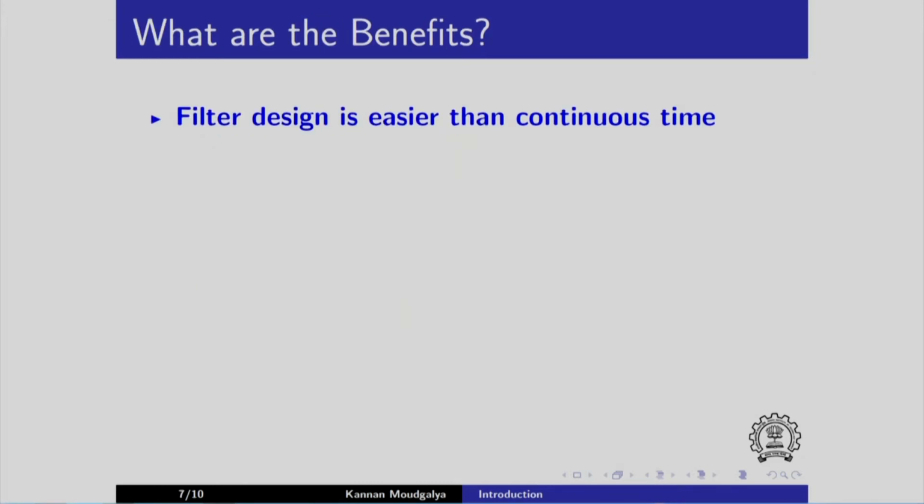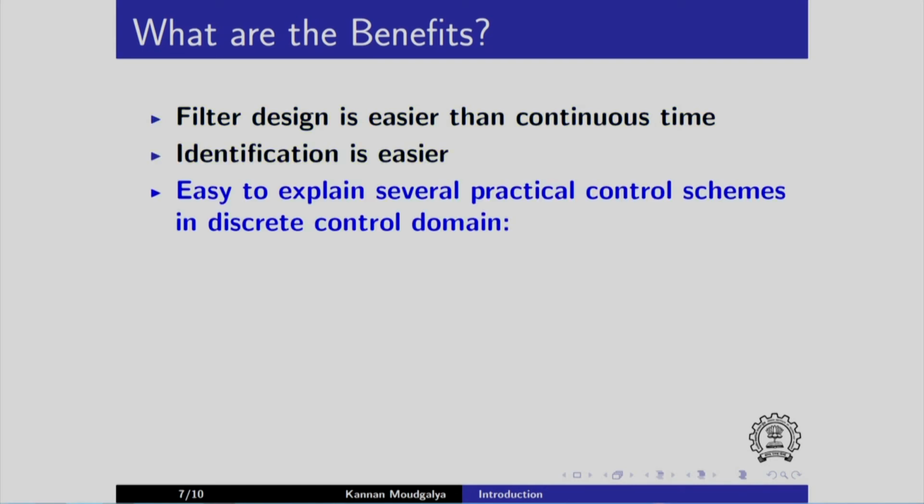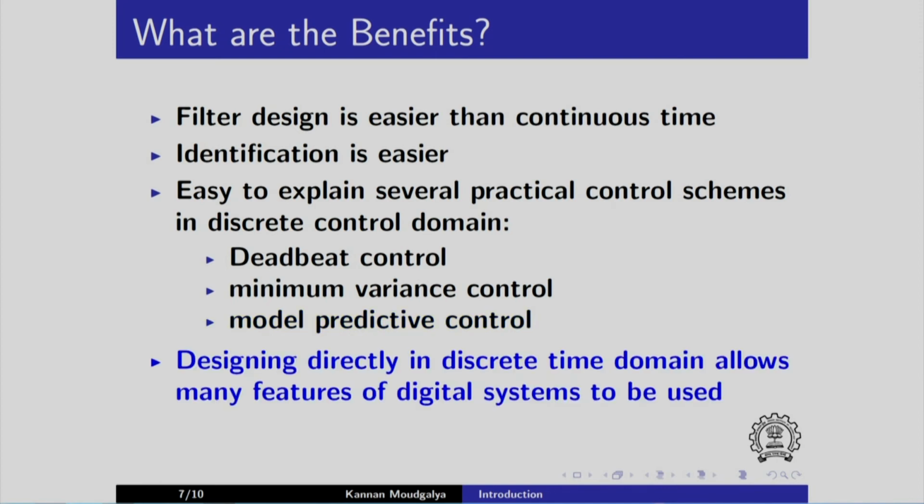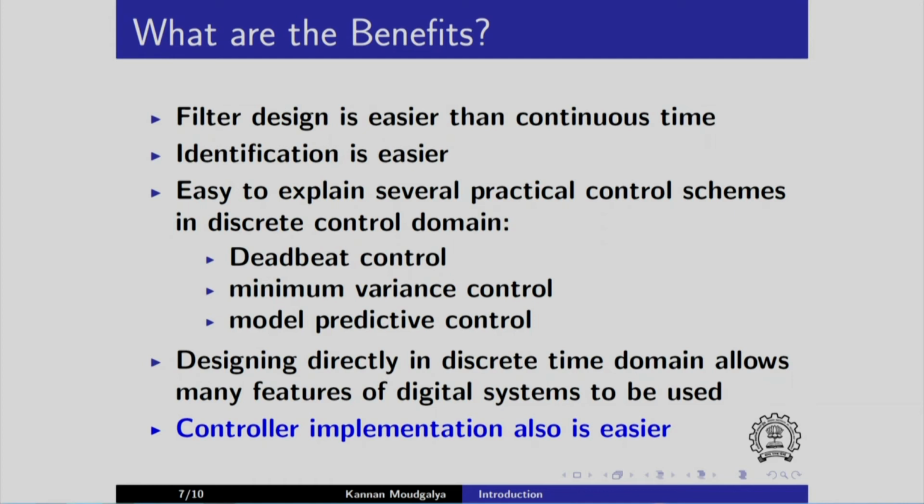What are the benefits of this approach? Filter design is easier than in continuous time. Identification is easier. It is easy to explain several practical control schemes in discrete control domain. For example, deadbeat control, minimum variance control, model predictive control, and so on. Designing directly in discrete time allows many features of digital systems to be used, and of course controller implementation also is easier in discrete time domain.